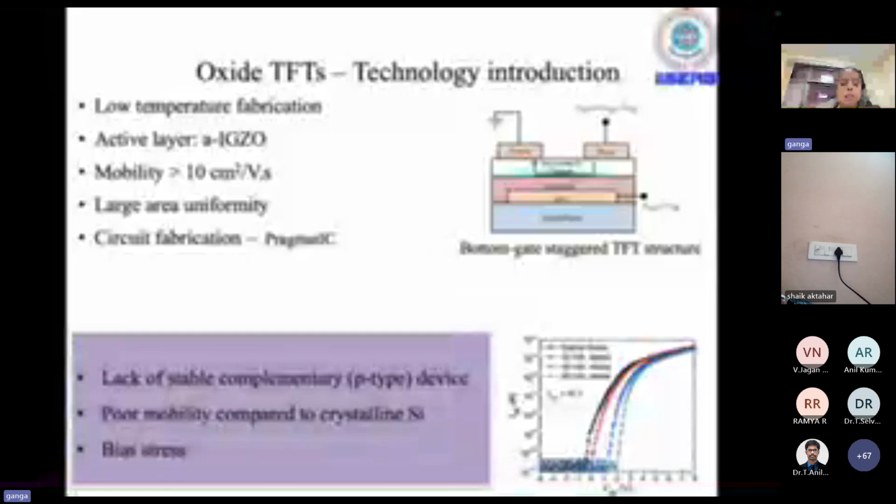As I mentioned, when we are gaining something, there are some trade-offs. So what is the trade-off with this technology? It has only a single type of device. There is no stable complementary device. So whatever circuit design we have to carry out should be entirely with N-type.